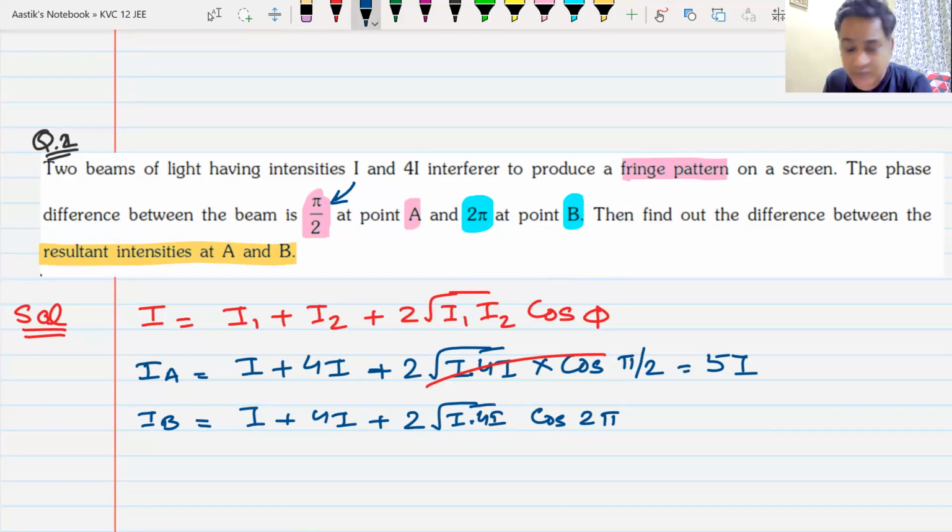Cos of 2 pi is 1. I into 4i is 4i square. 4i square ka root is 2i. 2 into 2 is 4. So the final answer would be 9i for this one. Yes or no? Yes, sir.